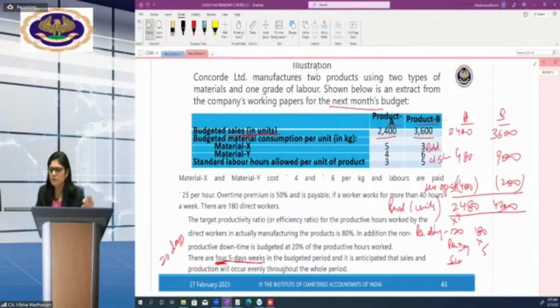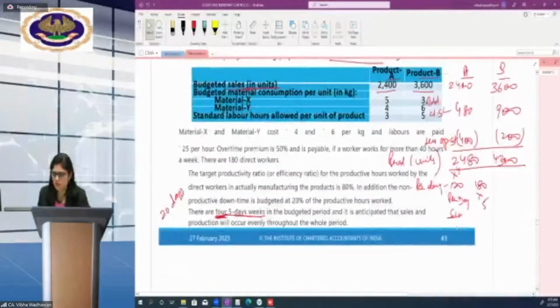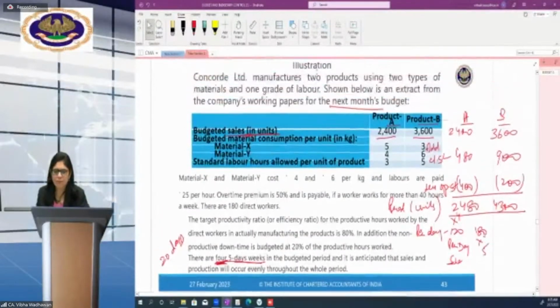Okay, some students are saying the screen is blurred. Can we just correct it if there's any way to do it? Is the screen clear? Is the screen clear, students? I hope now it's clear.